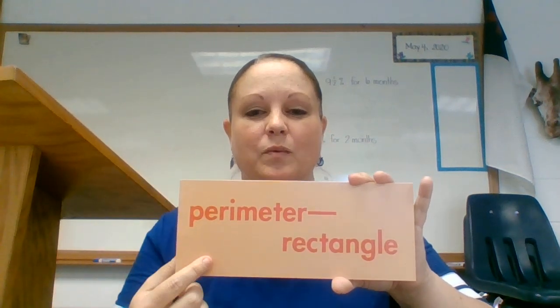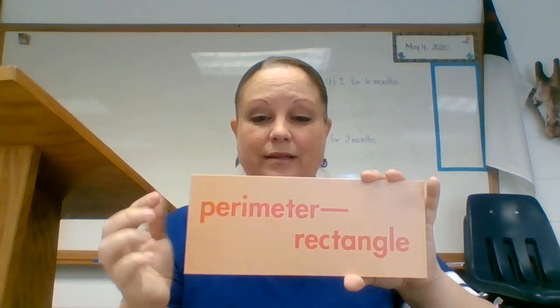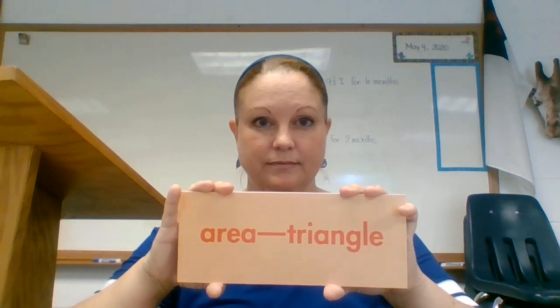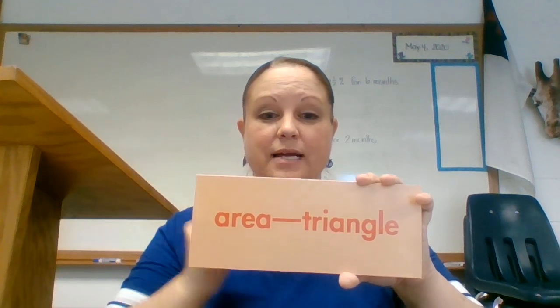All right, perimeter of a rectangle. I'm trying to read backwards as well. Remember, this is the one where we do double the length plus double the width. How about area of a triangle? 1/2 times base times height.